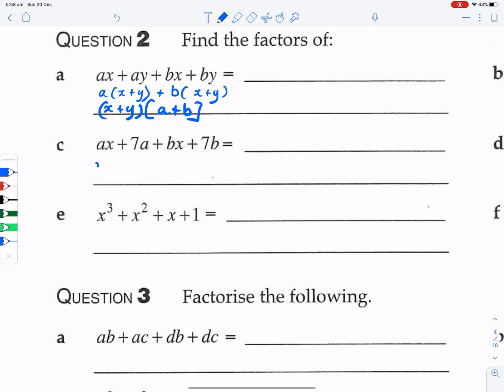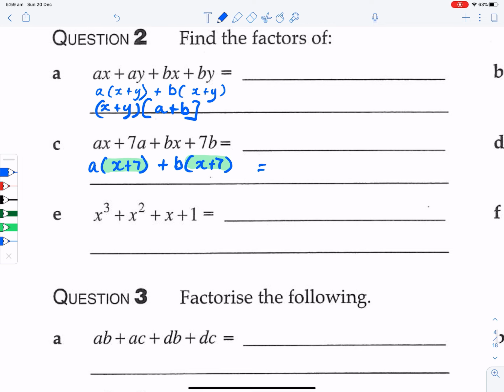Let's look at the next one. Take out a as a common factor, and you're left with x plus 7. Plus take out b as a common factor, and you're left with x plus 7. When you're doing these questions, in the first line of working, you should end up with a common factor, just like here, the x plus 7 and the x plus 7. Now we're going to take out the x plus 7 as a common factor, open up a bracket, and you're left with a plus b. And that's complete.